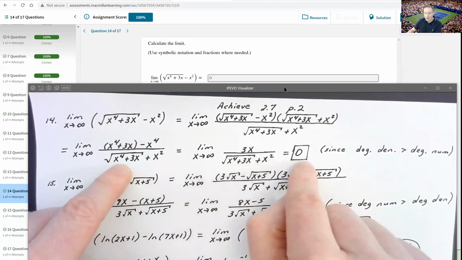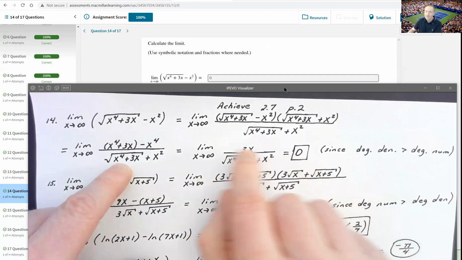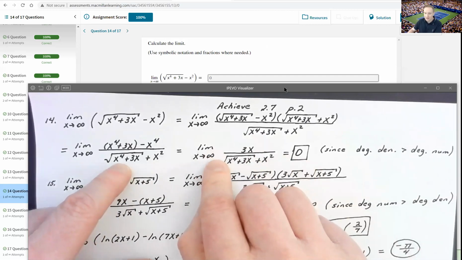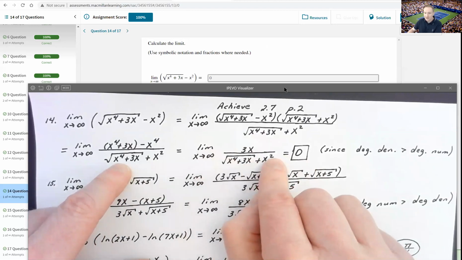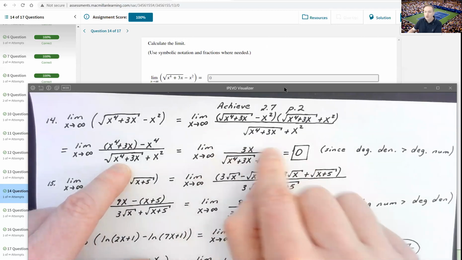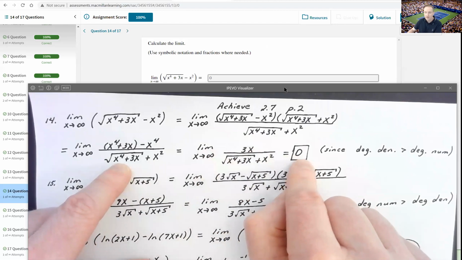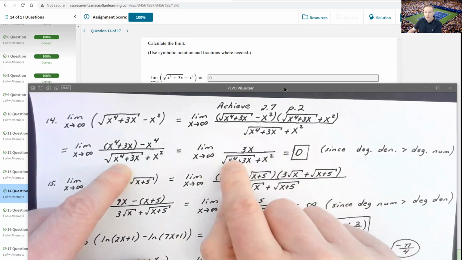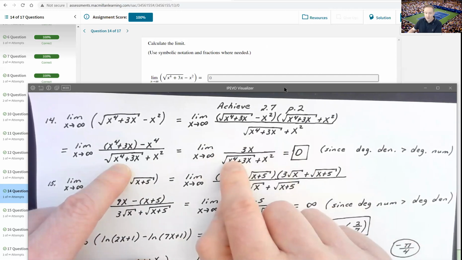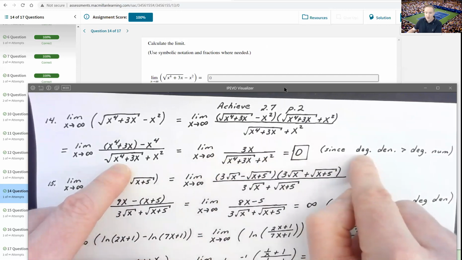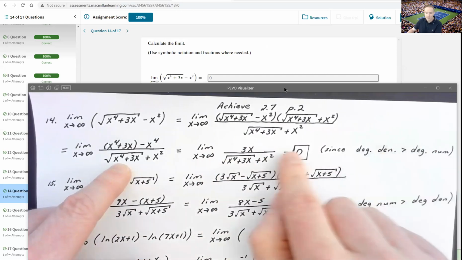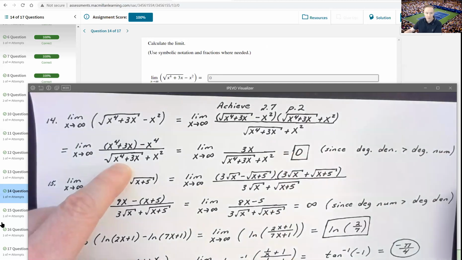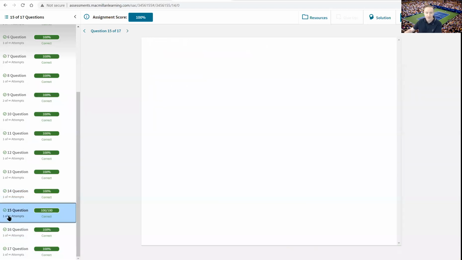Now, how did I know that the answer is 0? There's no more work to show. Why? Because anytime you're inside of an infinite limit, if the degree of the denominator exceeds that of the numerator, your answer is 0. Period. End of story. So I can say, yep, numerator's degree 1, denominator's degree 2, whether I'm looking at this term or this term, they're both degree 2. So since the denominator degree is greater than the degree of the numerator, answer 0. That will always be the case in an infinite limit.